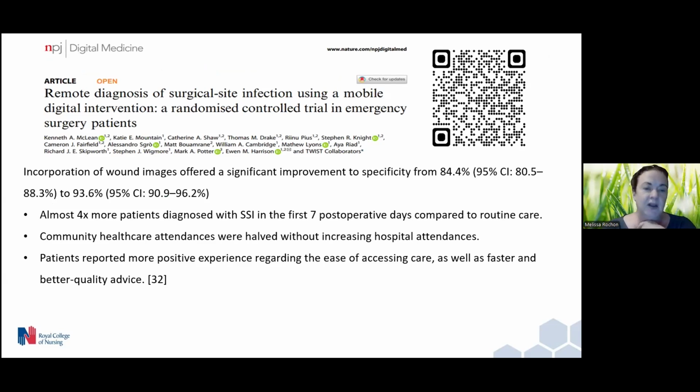Community healthcare attendances were halved, and that was without increasing the hospital attendances. And I think there was no difference in the A&E presentation, so this might have been more for less acute wound concerns. But I can say in the smartphone group, the A&E presentations were probably more appropriate because those patients were more likely to be readmitted than the routine care group. And patient satisfaction was high.